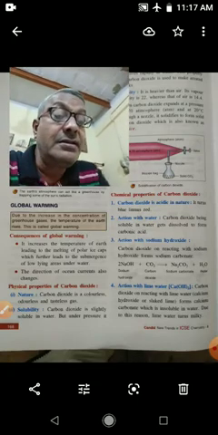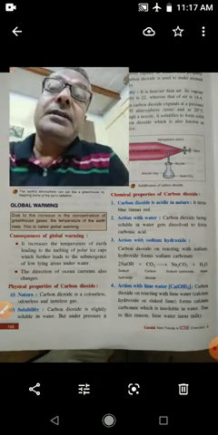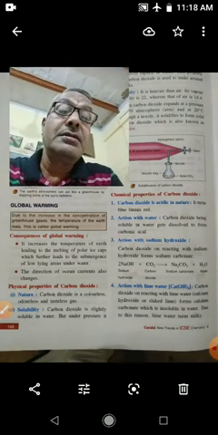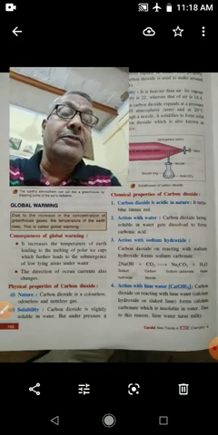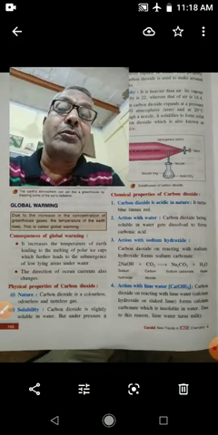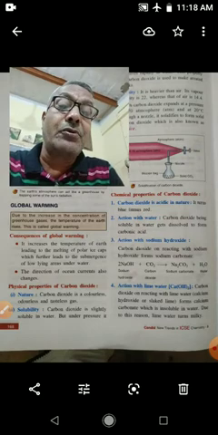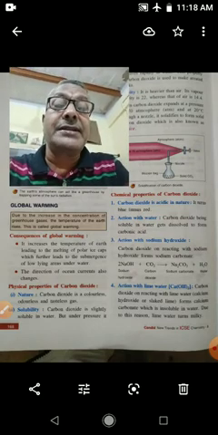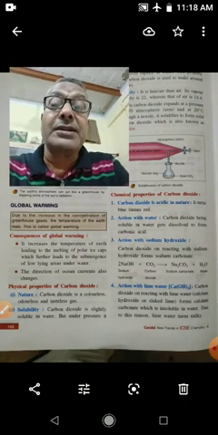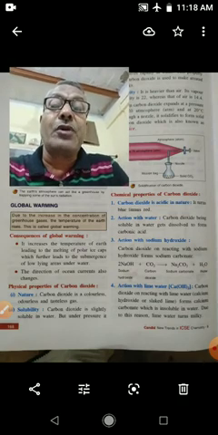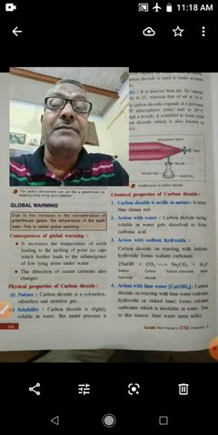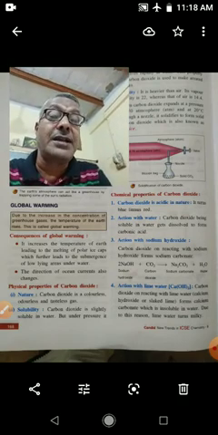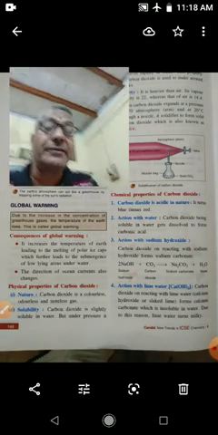Next is, if excess of carbon dioxide reacts with lime water, then it will produce calcium bicarbonate, and calcium bicarbonate is soluble, therefore when excess of carbon dioxide gas is passed through lime water, the milkiness of lime water disappears. So why does the milkiness of lime water disappear? Due to formation of calcium bicarbonate.